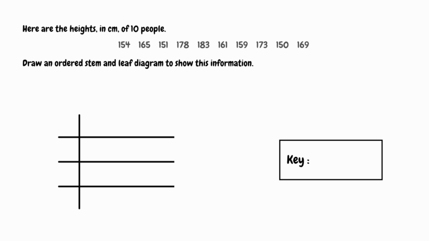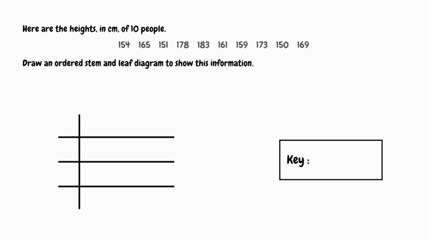So going back to what we said at the beginning, the stem is all the digits in the number except the last digit. So because we've got 3-digit numbers, that means 2 digits are going to appear on the stem side, and our final digit, which would be the units column, will appear on the leaf side. So looking at my smallest number in this list, I have 150. And then looking at the largest number in this list, we have 183.